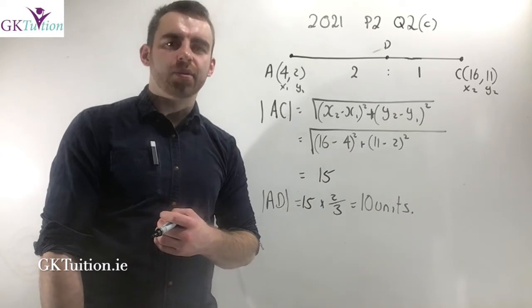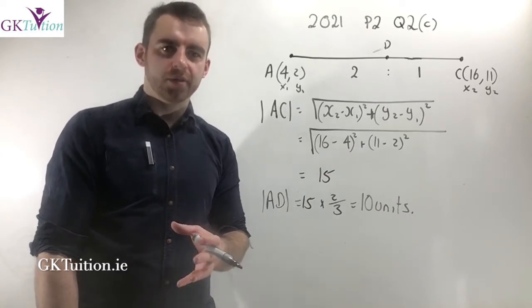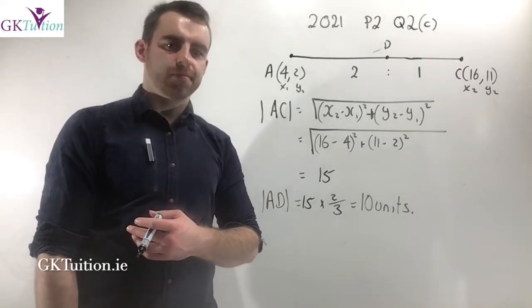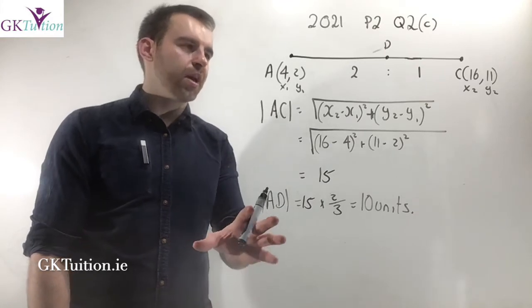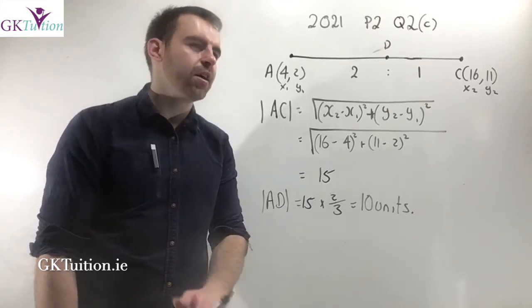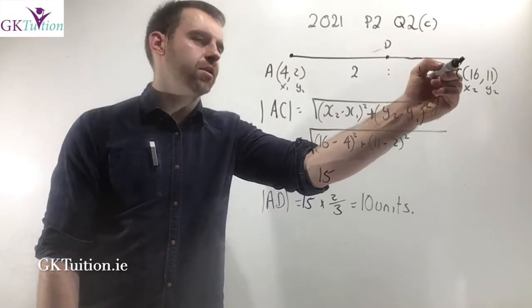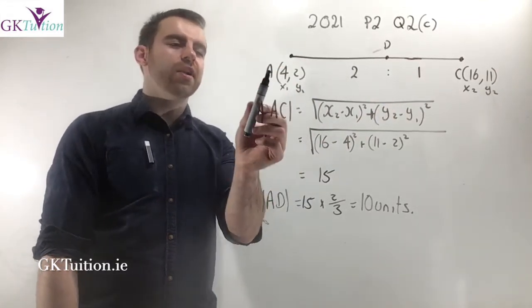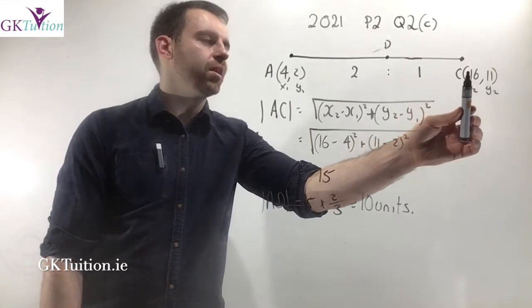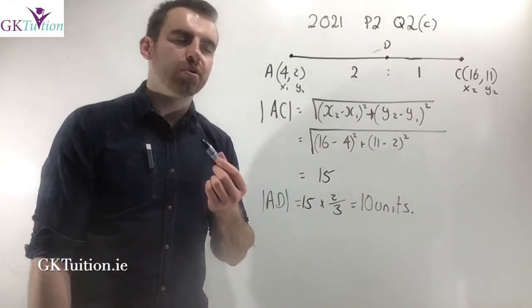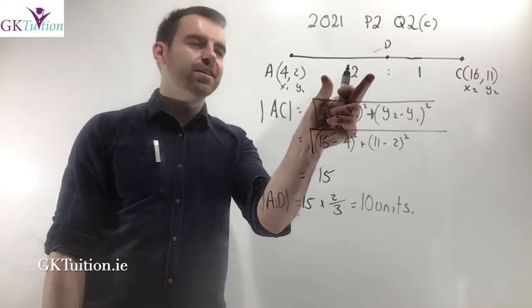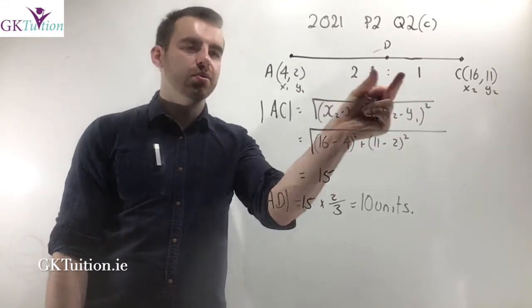Okay, in part C of this question, we're given two triangles and loads of information about it. The first part of the question simply asks us to find the distance AD, so the only thing that's actually relevant is the line from A to C. We know the coordinates of A are 4, 2, the coordinates of C are 16, 11. We're told that the ratio of AD to DC is 2:1.